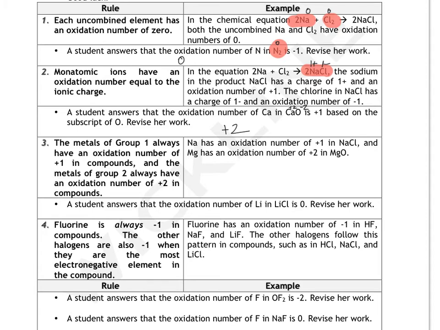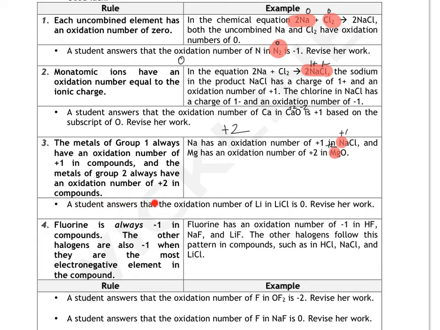Number 3. The metals of group 1 always have an oxidation number of +1 if they're in a compound. And the metals of group 2 always have an oxidation number of +2 if they're in compounds. As examples, sodium has an oxidation number of +1 in sodium chloride, and magnesium always has an oxidation number of +2, as in magnesium oxide, so that particular magnesium is a +2 oxidation number. Let's do an example together.